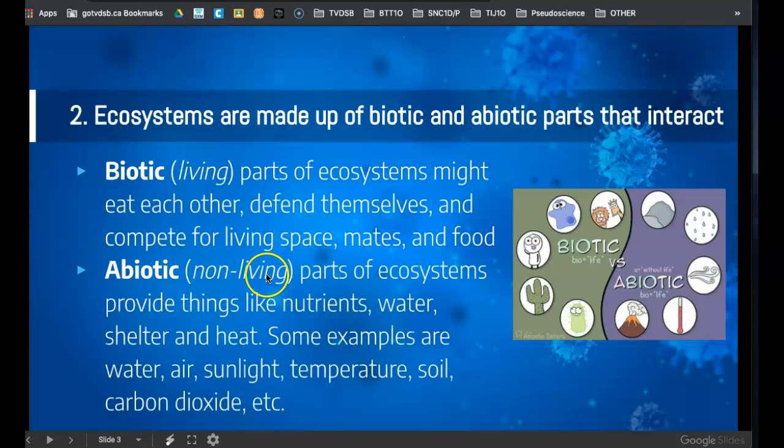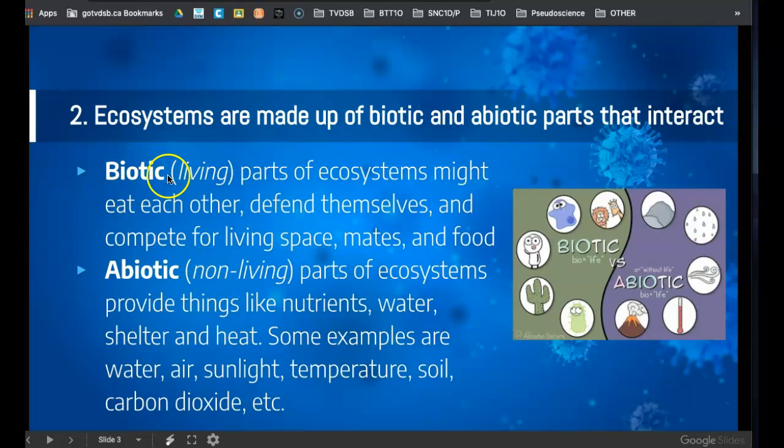Abiotic means non-living. Now, here is the confusing part, potentially, for some students. That does not mean dead. That includes dead, but it does not mean dead. All right, so biotic means living, things that are alive. Abiotic means parts that could provide things like nutrients, or water, or shelter and heat. So some examples are water, air, sunlight, temperature, soil, carbon dioxide. These are all things that are not alive, but they're also not dead either. The sun isn't dead. The sun is a non-living thing. All right, so there's a difference there.